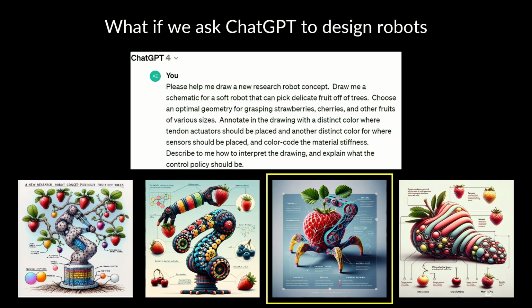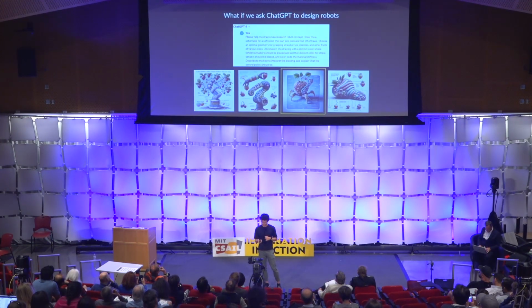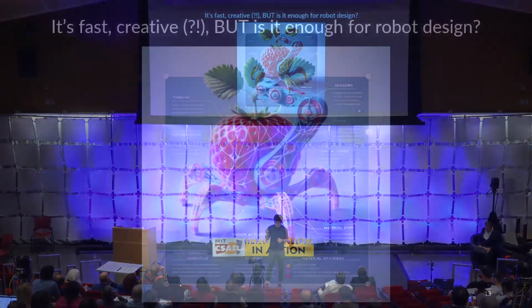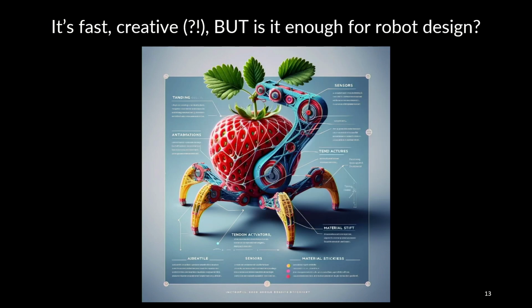I like this strawberry robot a lot because it has some kind of mechanical structure in it. And the strawberry torso implies that this is powered by some kind of very fancy nuclear source or something like that. So let's look closer at this one specifically. This is cool, but is it actually useful for robot design?